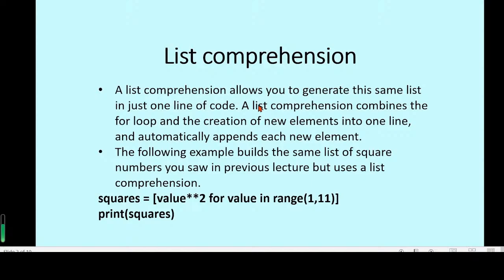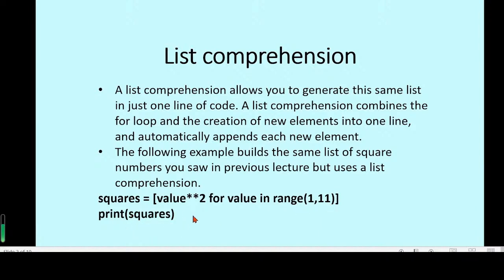A list comprehension allows you to generate this same list in just one line of code. A list comprehension combines the for loop and the creation of new elements into one line, and automatically appends each new element. The following example builds the same list of square numbers you saw in previous lectures, but uses a list comprehension. So we can write squares as a list, and inside the brackets we write value ** 2, then a space, then it's like a for loop: for value in range(1, 11).